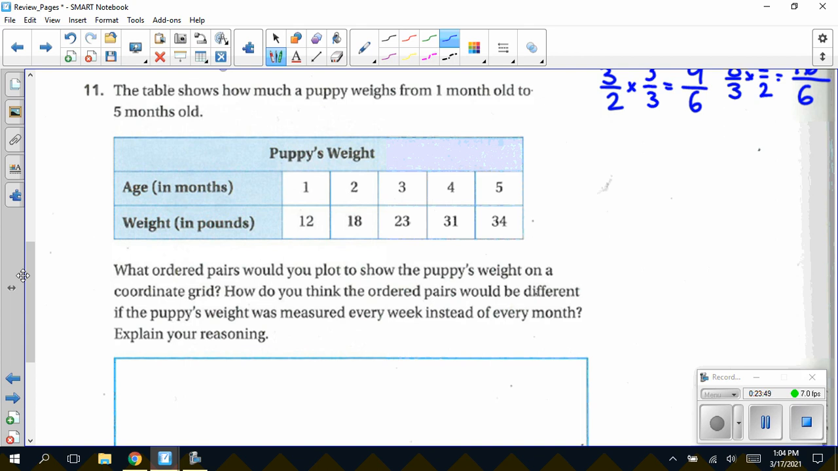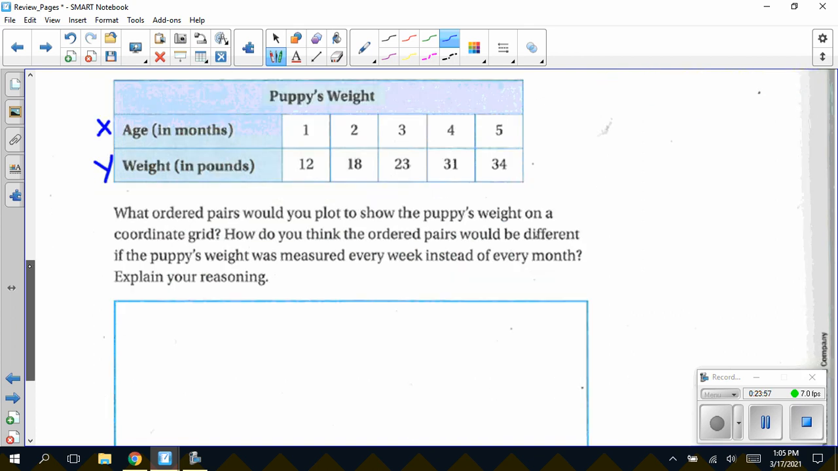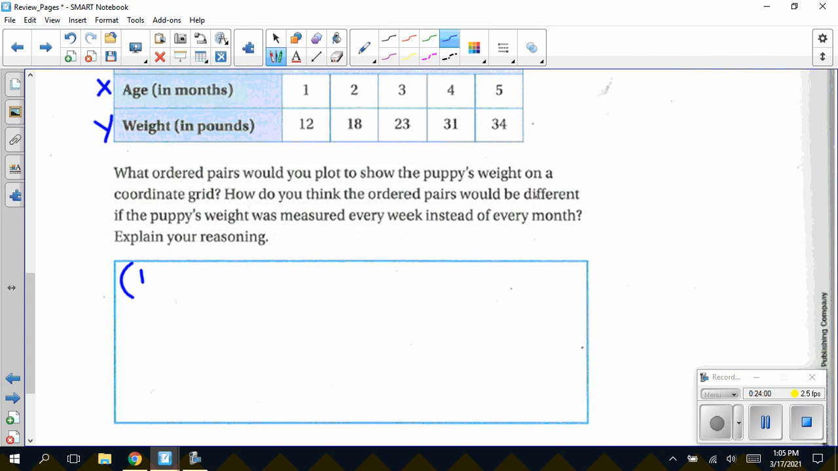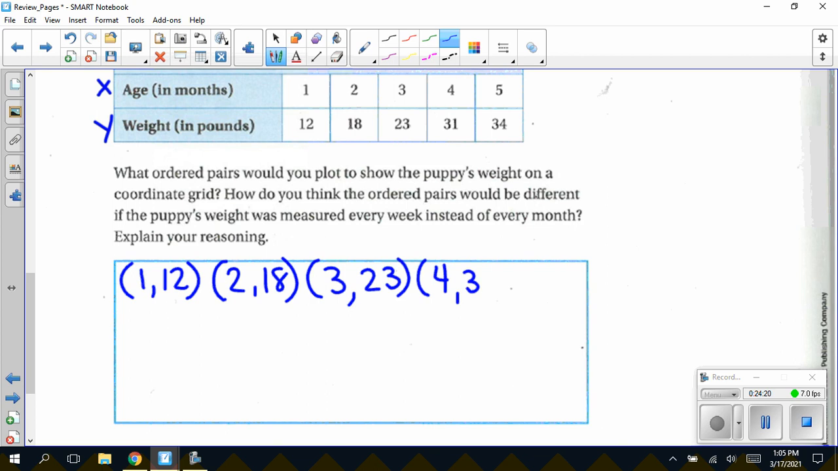So remember when we did this lesson, we said the top number was always the x coordinate, the bottom number was always the y coordinate. So to write my ordered pairs, my first ordered pair is 1, 12. Remember, ordered pairs have parentheses around them with a comma in between the two numbers, the x and y coordinates. The second is 2, 18. The third, we would have 3, 23. Then 4, 31. And then 5, 34. So that was the first part.